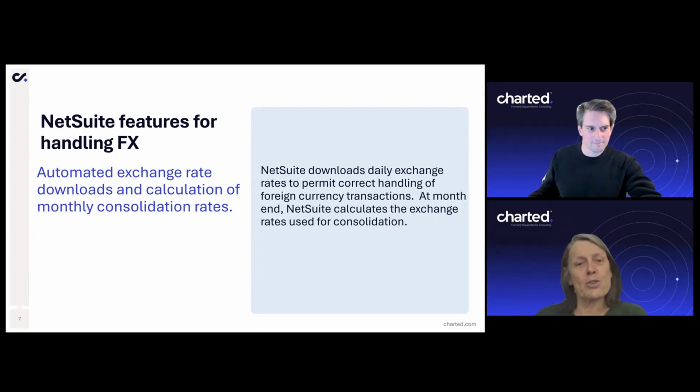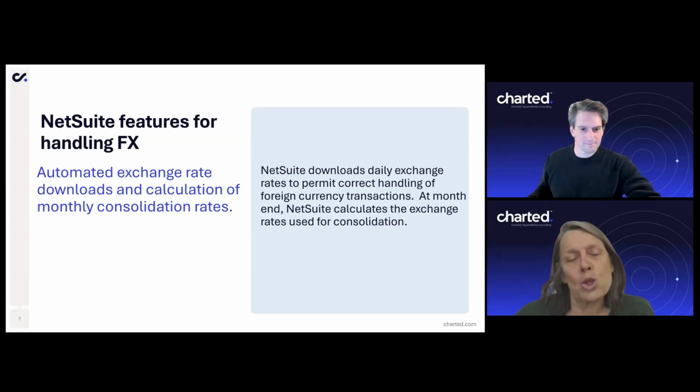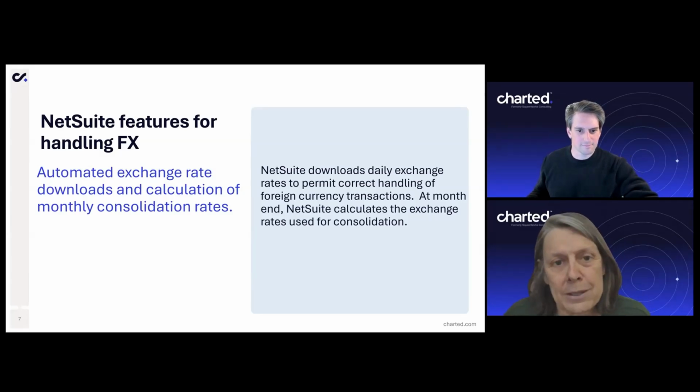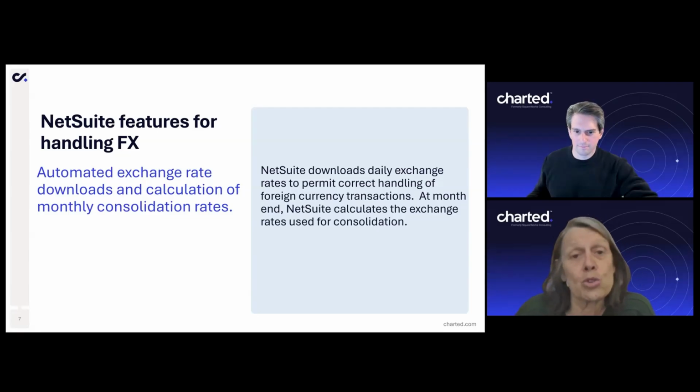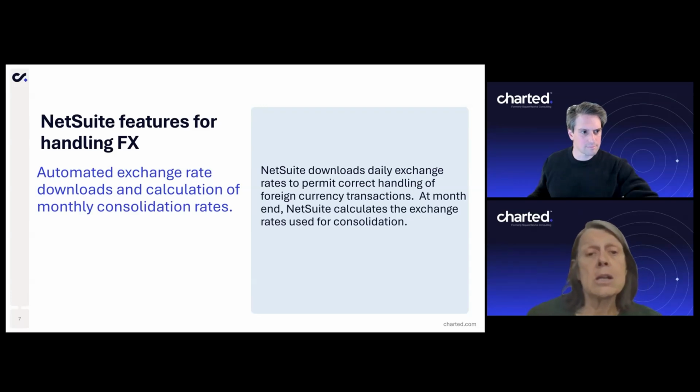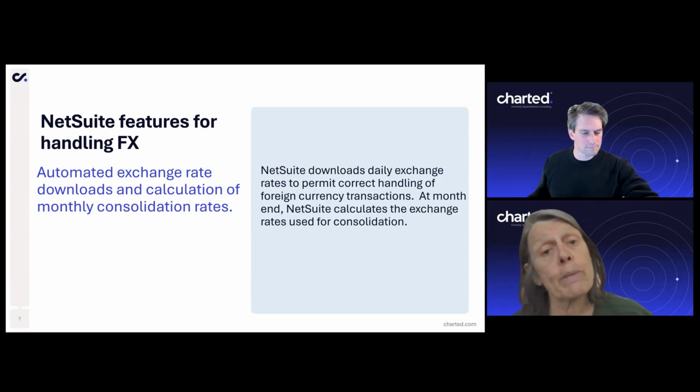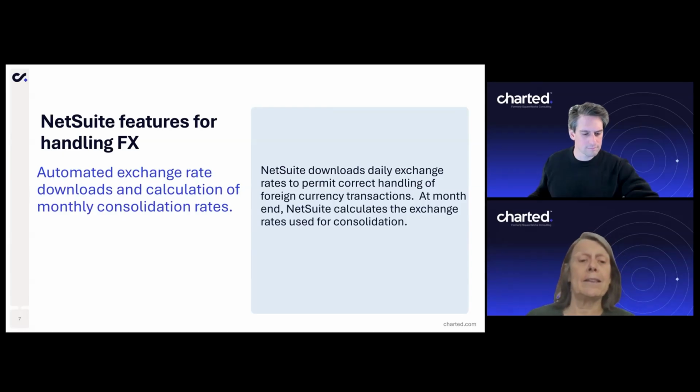NetSuite has a function when you set up your currencies to download those rates on a daily basis. There are two sources for that. One's Xignite, the other is HSBC. You set it up and forget it, which is absolutely great. So it goes in, it downloads the rates on a daily basis. You can go back, you can look for those rates. They're in a table. And then at the end of the month, it's going to calculate the exchange rates for you for consolidation. So if you remember, I said that there are 3 rates that are in play for consolidation.